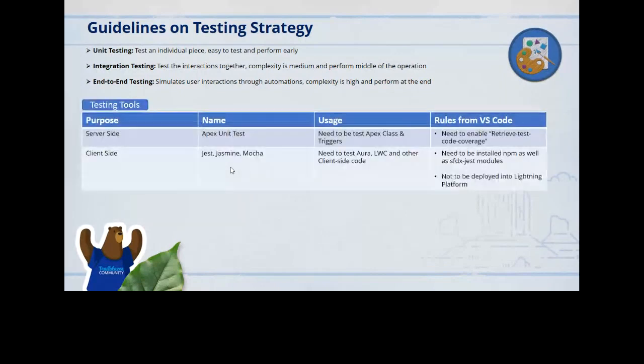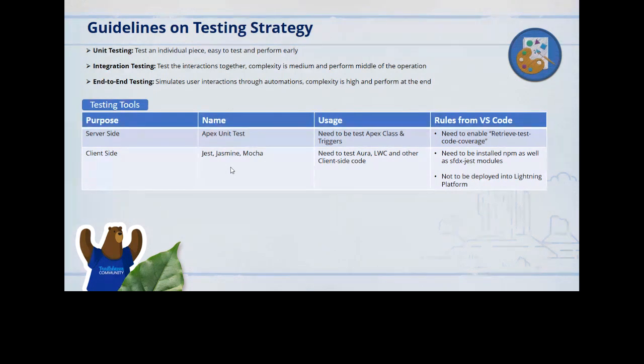Now, we have already discussed the testing tools, purpose, the server side and the client side. For server side, Salesforce has already provided the framework called Apex Unit Test Framework. We have to write the Apex tests to check our business functionality, how much functionality we are able to cover, how many lines are covered, and what are the best practices to follow when writing Apex unit tests. Obviously, you need to maintain the settings in VS Code. You have to enable retrieve test code coverage in VS Code. Otherwise, you cannot run the test class from VS Code.